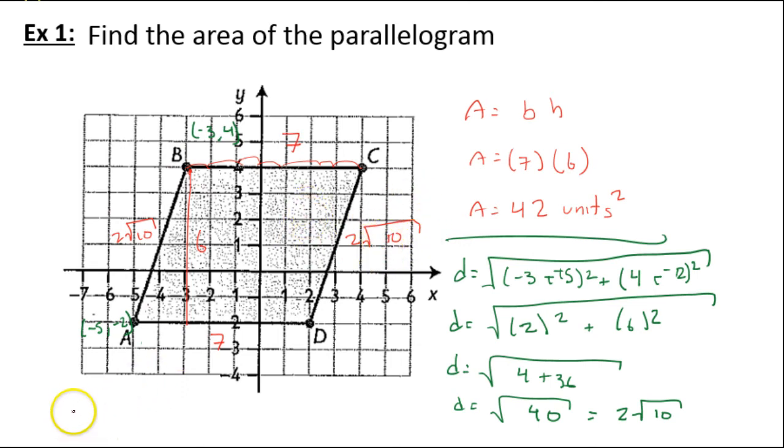If we want perimeter, that's going to be the sum of all these sides. So we get 7 plus 7 is 14. And then 2 root 10 plus 2 root 10. Well, if we have 2 of them, how many total root 10s do we have? We have 4 of these root 10s. This is your perimeter.